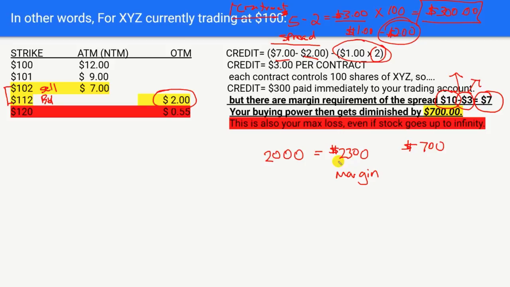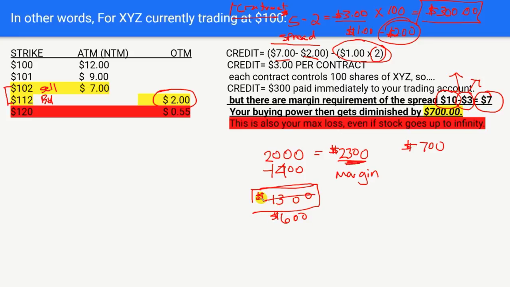Even though you have $2,300 in here, your broker will limit your buying power now. Your buying power gets reduced to $1,300. If you buy two, that gets diminished by $1,400. So then your buying power gets diminished to $600.